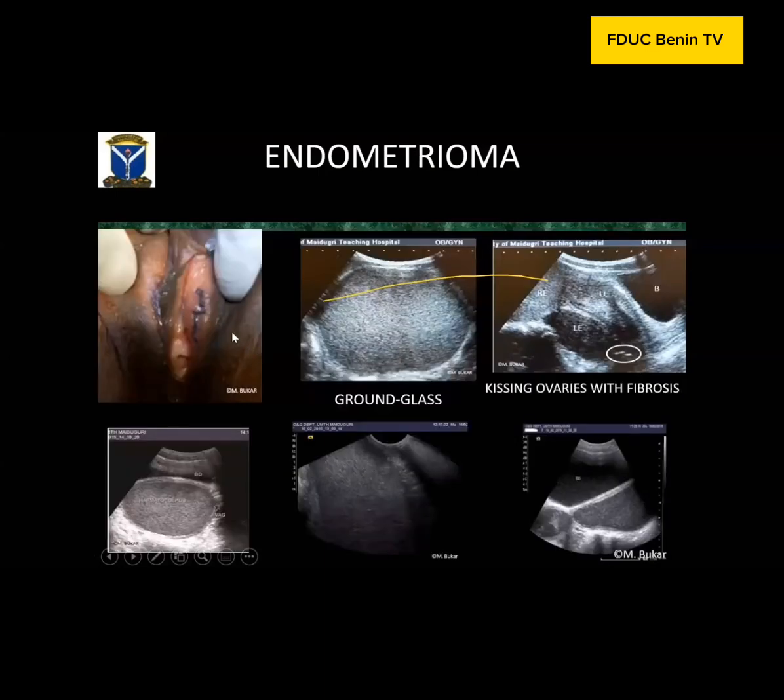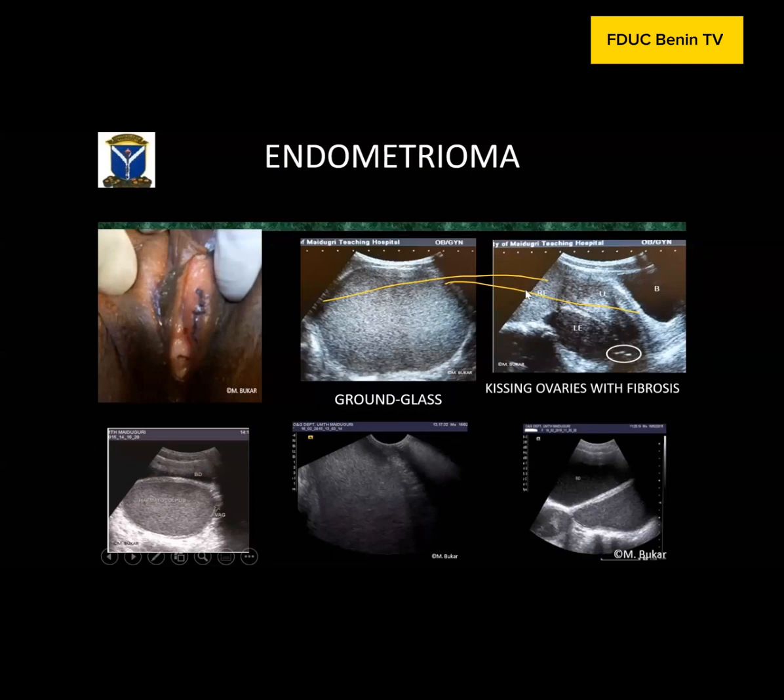This is a virgin, a 25-year-old, who presented with vulval swelling, which turned out to be a vulval endometrioma. So not all vulval swellings are Bartholin's abscess or Bartholin's cysts. She had no other complaints. But on examination, we found a 16-week size mass. And on ultrasound scan, you can see this typical ground glass appearance.